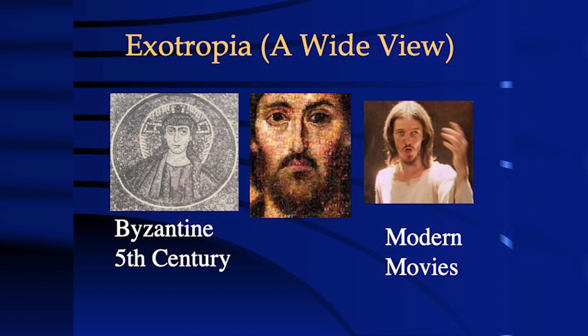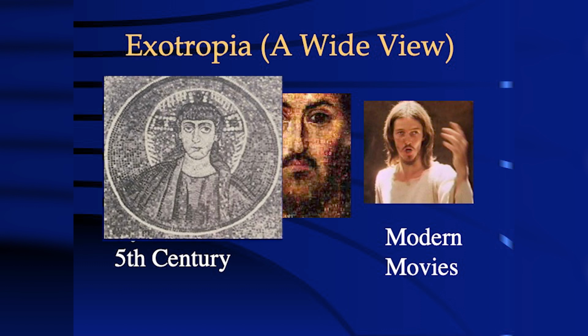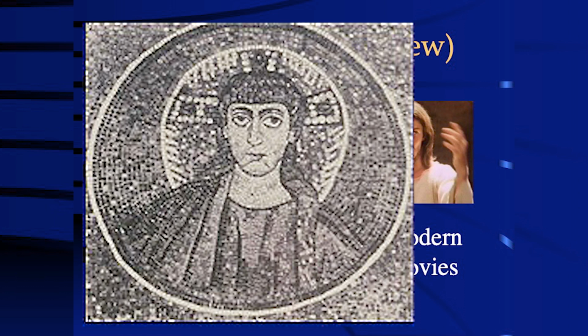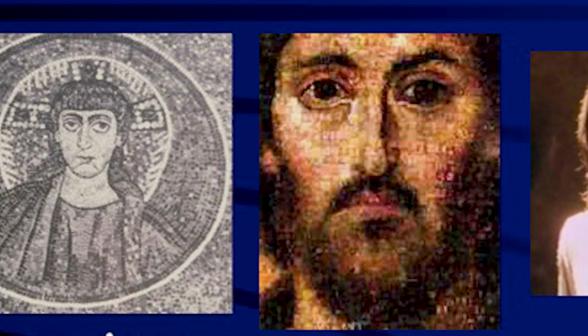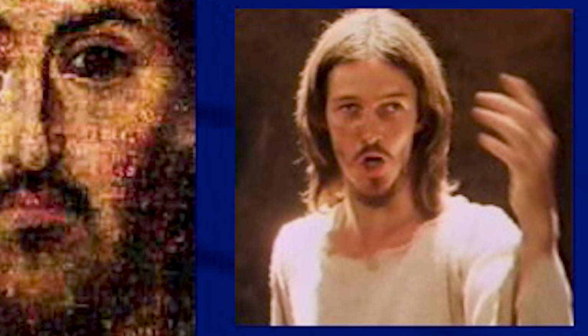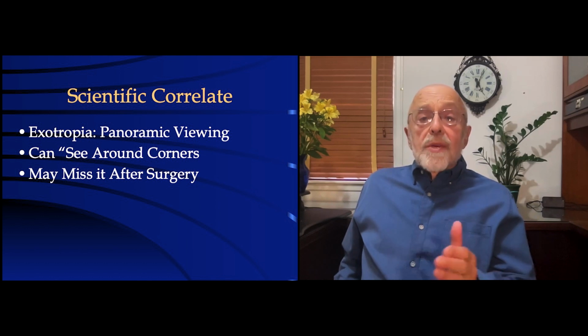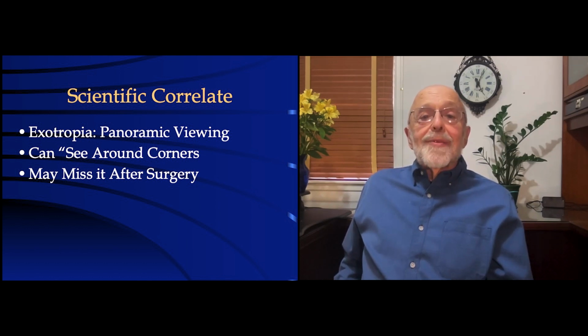Metaphorically, if we go to the arts, the idea of exotropia being associated with a wide view goes very far back. On your left is a Byzantine mosaic from the 5th century showing a common depiction of Christ as having an exotropia, metaphorically representing this wide panoramic view. In the middle is something from the Renaissance period, and even in modern movies, on your right, you'll see the actor who was chosen to play the lead role in Jesus Christ Superstar has a very marked, noticeable exotropia. So that's sort of a scientific correlate of this artistic, if you will, representation of exotropia having a panoramic viewing. It's as though the patients can see around corners, and they may miss this after surgery.